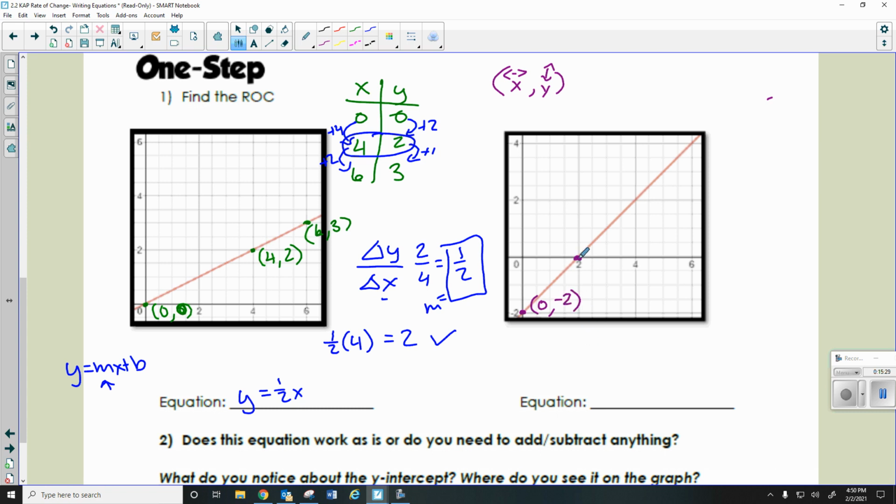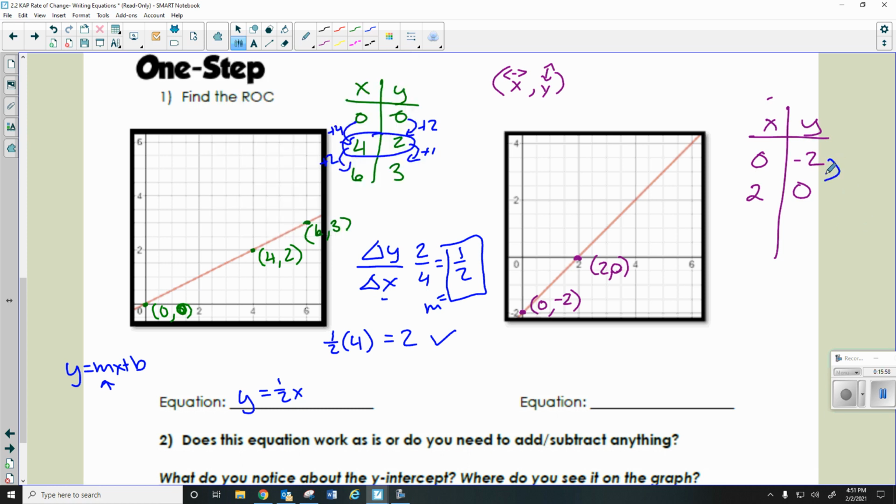Try it again with this one. Side to side, yep, I moved sideways, +2. Did I move up and down? Nope, so that would be 0. Again, you could have used different points, but those are the ones. Okay, put it into a table. I only need 2 points to find the rate of change: 0, -2, and then 2, 0.